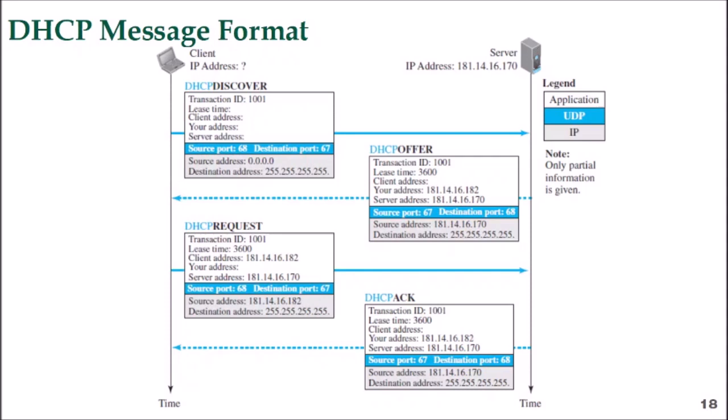Next, the joining host receives one or more offers and selects the best of them. The joining host then sends a DHCP request message to the server that has given the best offer. The fields with known value are set. The message is encapsulated in a user datagram with the same port numbers as the first message. The user datagram is encapsulated in an IP datagram with the source address set to the new client address, but the destination address is still set to the broadcast address to let the other servers know that their offers were not accepted.